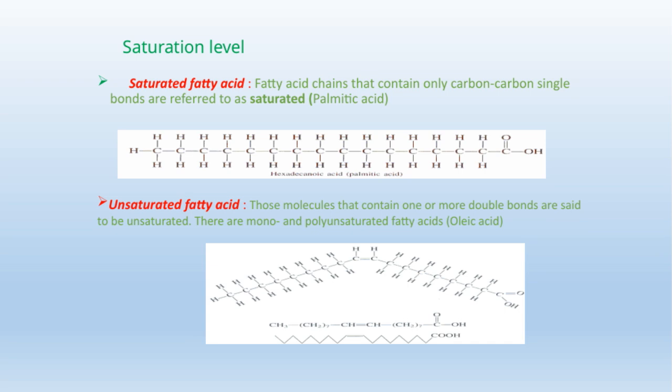Now, moving on to saturated fatty acids. These are fatty acid chains that contain only single bonds between the carbon atoms. Because there are no double bonds, these molecules are straight and can pack tightly together. An example here is palmitic acid. The saturation level of a fatty acid, meaning whether it has double bonds or not, plays a significant role in its physical properties and health effects.